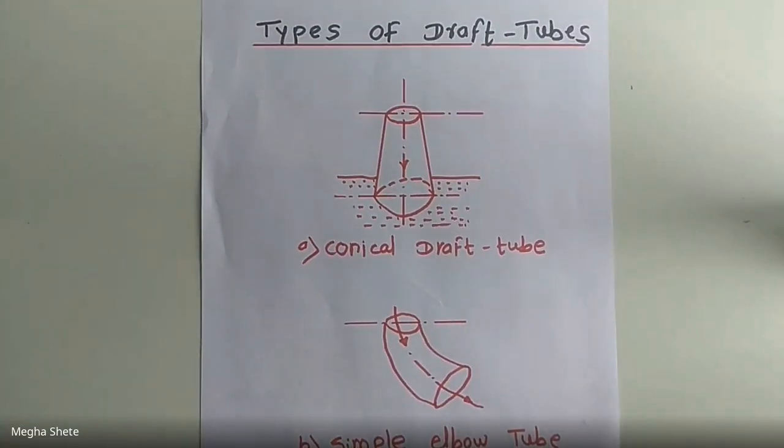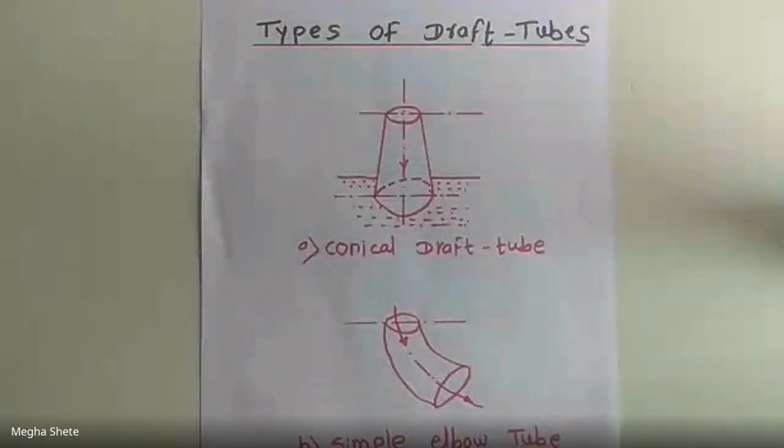The conical draft tube and Moody spreading draft tubes are more efficient, while the simple elbow tubes and the elbow draft tube with circular inlet and rectangular outlet are less efficient as compared to the other types of draft tubes.